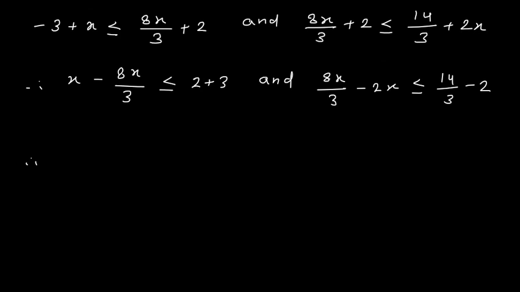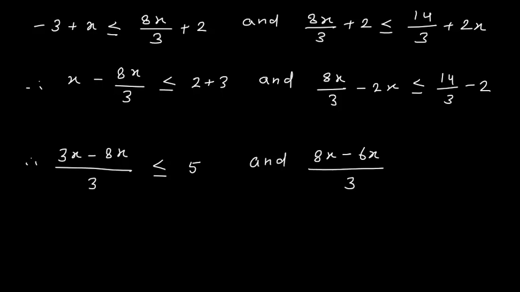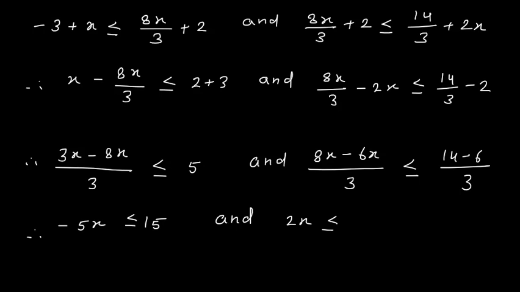So therefore here (3x − 8x)/3 ≤ (3 + 2)·5, and (8x − 6x)/3 ≤ (14 − 6)/3. So therefore −5x ≤ 15, and 2x, this 3 and 3 will cancel, 2x ≤ 8.